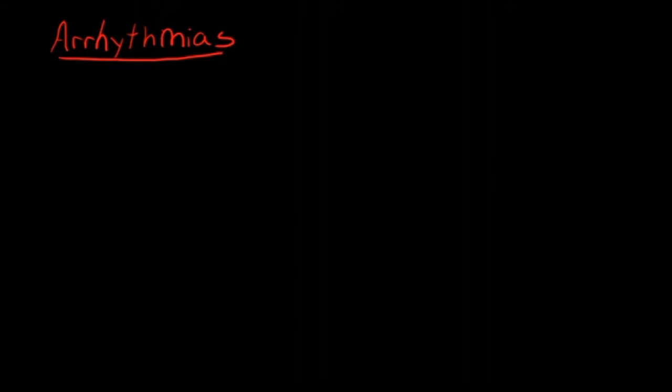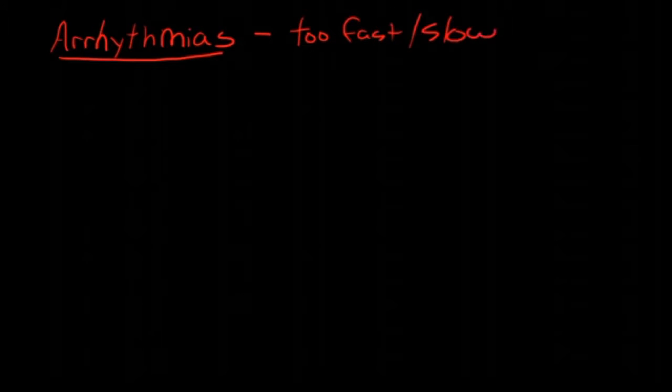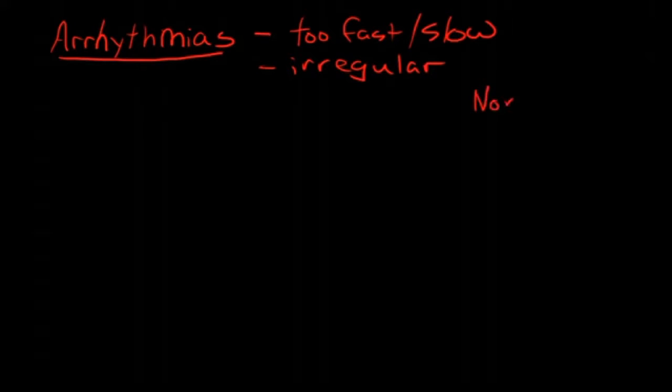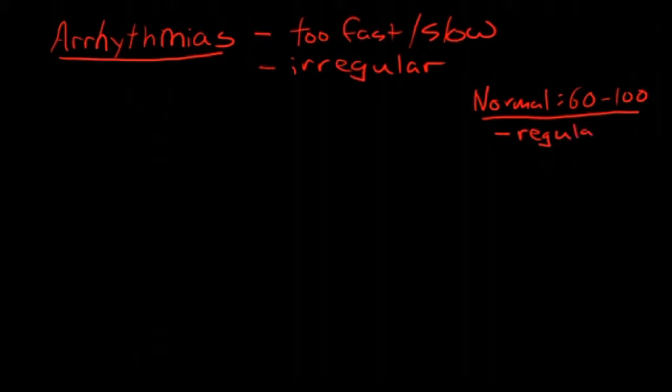So arrhythmias are rhythms of the heart that are either too fast or too slow or irregular. Typically the heart beats at a regular rate between 60 and 100 for an adult. For kids it varies by age, although all heart rates are normally regular. So any kind of irregularity is abnormal.